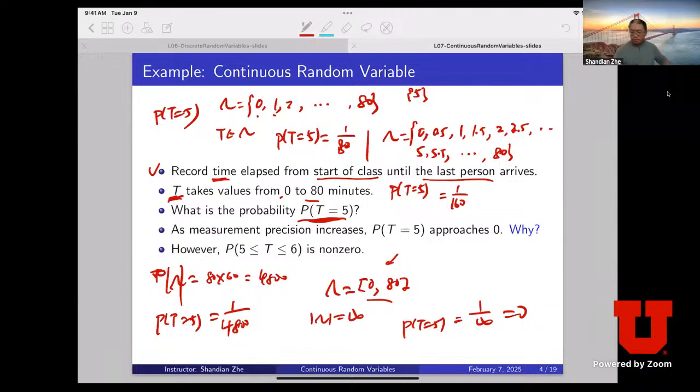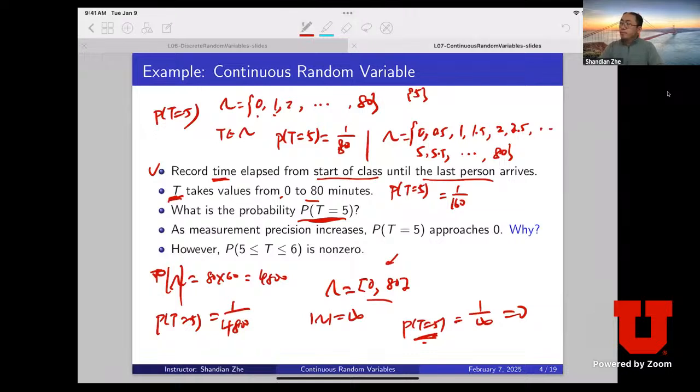So you can see that as you grow your sample space to be larger and larger, and eventually your sample space becomes infinite, then your probability for you see a single outcome becomes 0. You see a single outcome means that okay, you see exactly the time is 5. This probability becomes 0. Does it make sense? Okay, let's take a rest for 5 minutes and then we continue talking about how we deal with this case, right?